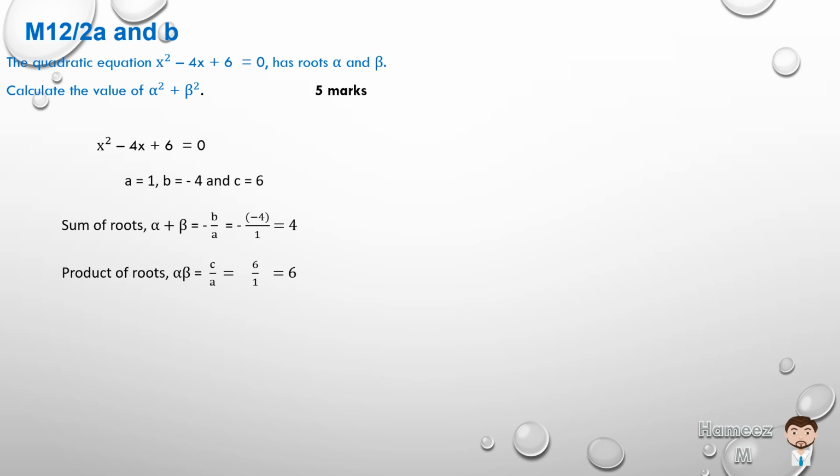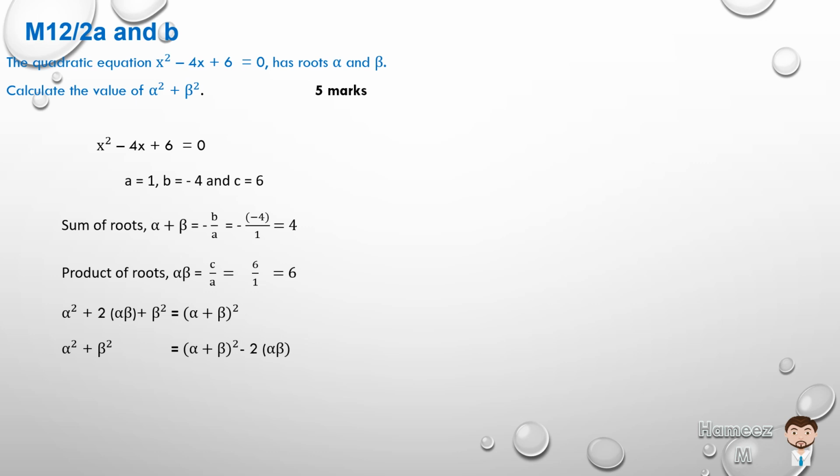And since we want to find alpha squared plus beta squared, let's expand alpha plus beta squared. So alpha plus beta squared is alpha squared plus 2 alpha beta plus beta squared. For alpha squared plus beta squared on the left hand side, we can carry across the 2 alpha beta. It's adding on the right hand side, when we carry across it will subtract, so that will give us alpha plus beta all squared minus 2 alpha beta.